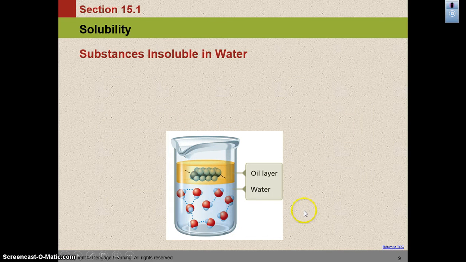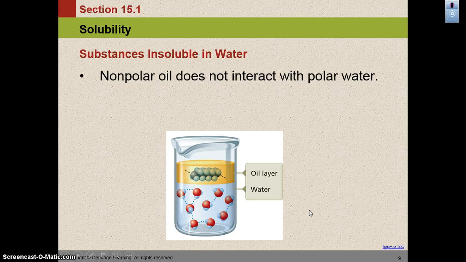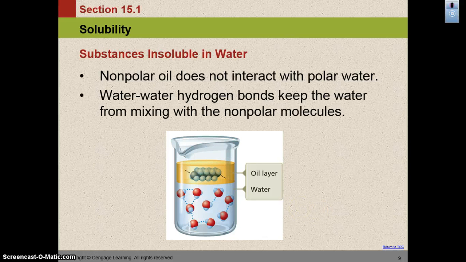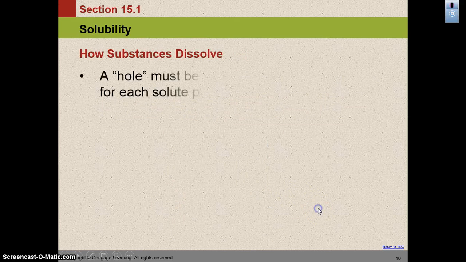So what happens when we have substances that are insoluble? What makes them insoluble in water, such as oil in water? Oil is nonpolar. It doesn't interact with polar molecules, so if it's not like, it's not going to mix. So we have a nonpolar oil and a polar area of water. You can stir them up, you can mix them up, and they're going to separate again. Water-water hydrogen bonds keep the water from mixing with the nonpolar molecules because the water molecules are more attracted to themselves than they are to something that doesn't have much of a polar attraction.